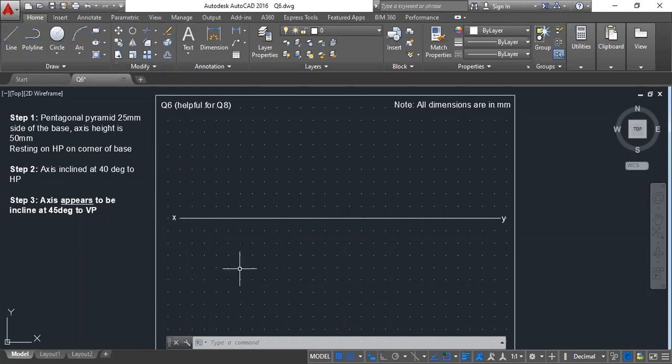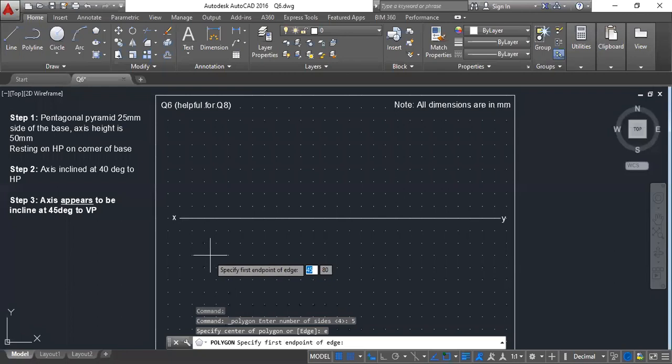That means the corner should be onto my right side. So for a pentagon, if the corner has to be here, the edge should be in the starting. So don't remember where to start, just remember how to end. So here it has to end with a corner. So now I'll draw a pentagon ending with a corner. Pentagon is 5 sides.